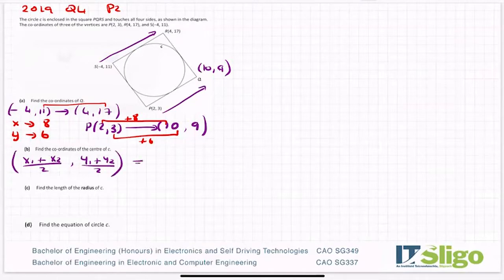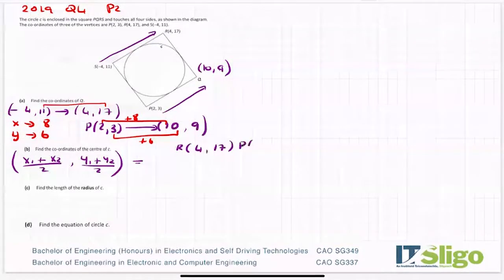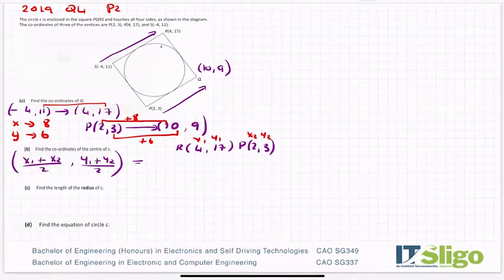Okay, so we are going between R and P. So R is (4, 17), P is (2, 3). So let's label them x1, y1, x2, y2. So it's equal to (x1 plus x2 over 2, y1 plus y2 over 2). Now I'm getting 4 and 2 is 6 over 2 is 3, 17 and 3 is 20 over 2, which is 10. Okay, so that's the midpoint.